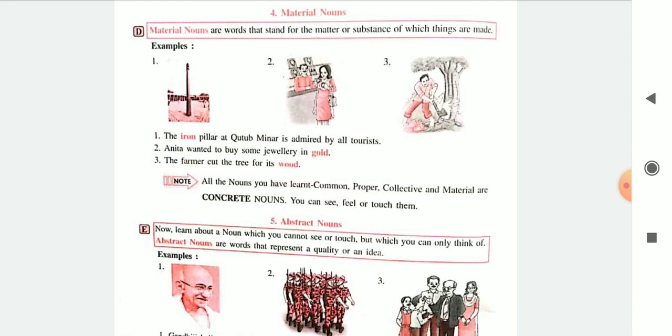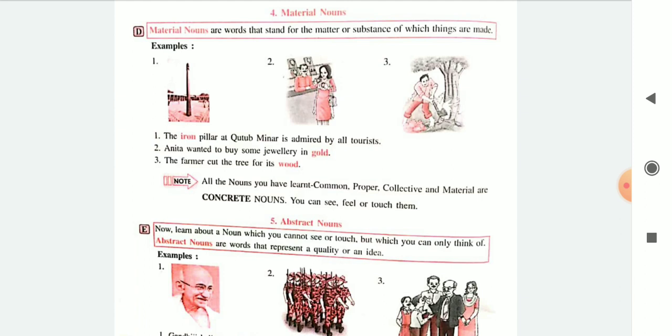Now all proper, common, collective and material nouns are called concrete nouns. What do we mean by concrete? They are such nouns which we can see, we can feel or touch. So they are easy to understand. But the last, abstract nouns, are a little difficult or technical in the sense you cannot touch or see them.